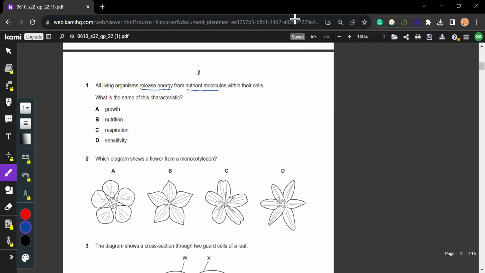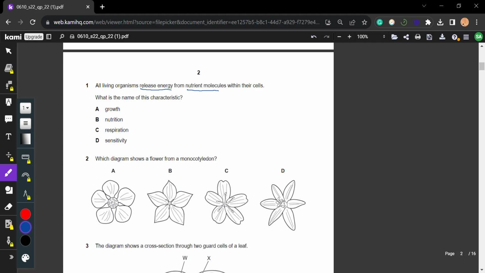Now, growth. You should know the definition of growth, nutrition, respiration, and sensitivity. It's definitely not growth because it's the increase in the size and dry mass of an organism that does not release energy from nutrient molecules. Nutrition is the intake of substances for growth, right? So you're not really taking in anything. Over here, you already have the nutrient molecules and you're breaking these nutrient molecules down. Hence, the answer will be C, which is respiration.